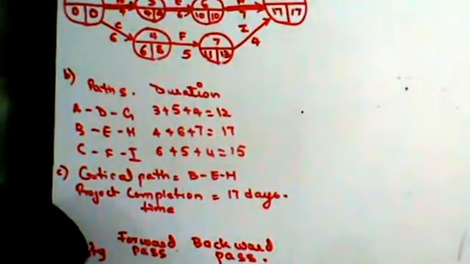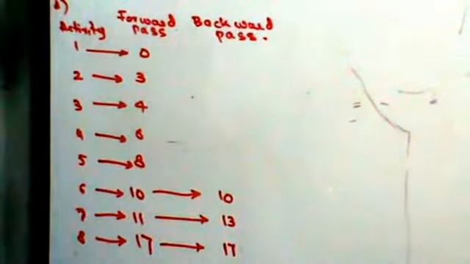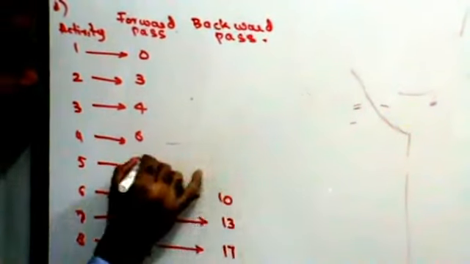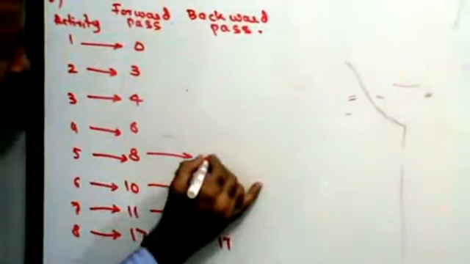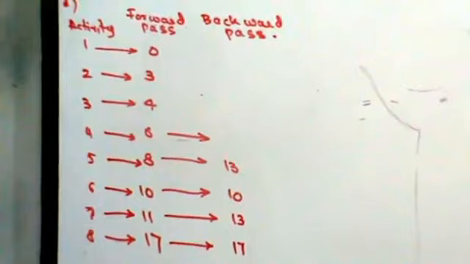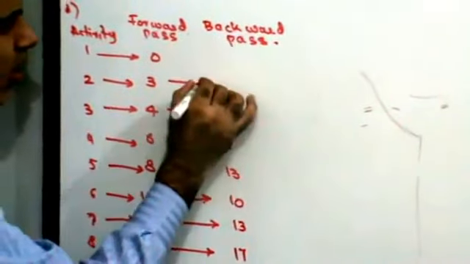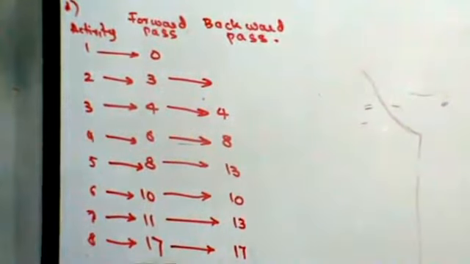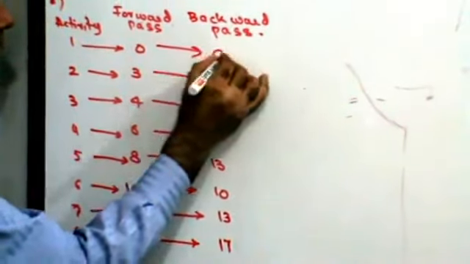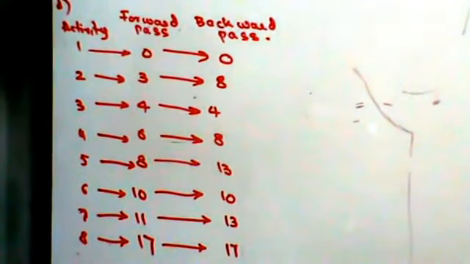End time for event 6 is 10. Right? End time for event 5 is 13. Right? Do we get this thing here? End time for event 4 is 8. End time for event 3 is 4. End time for event 2 is 8. And for 1 is 0. So that's how you get your forward pass and backward pass. Fine, do we get this thing here?